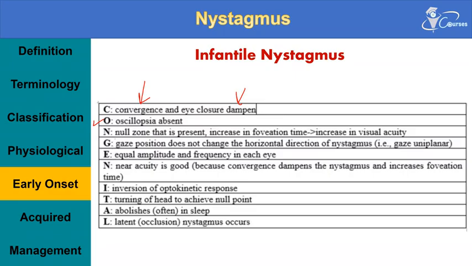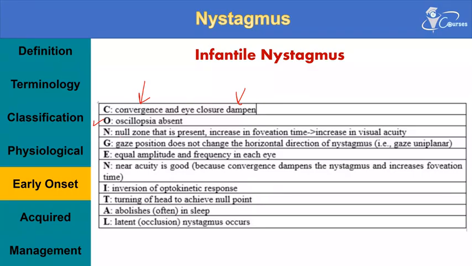N, which is the null zone. Null zone is present, and this means that those patients can be subjected to surgery so that we can correct the nystagmus. We can correct the nystagmus by adjusting the extraocular muscles to the null zone, as I'm going to show you later. So there is a position where the nystagmus movement is the least.